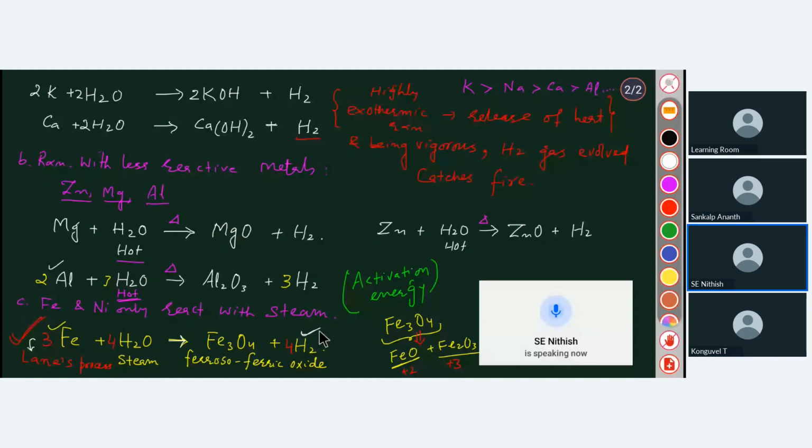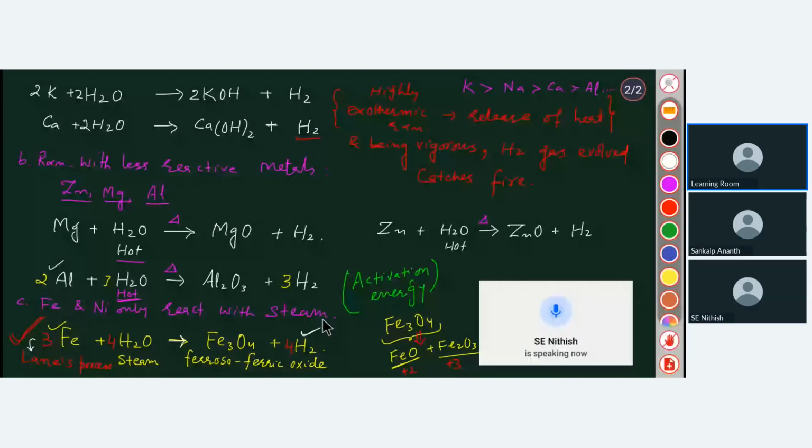Okay, sure. Yes, sir, I understand. I will also tell you more industrial or commercial methods, but this is one of the methods, the Lane process, with which you can prepare a large quantity of hydrogen. I will also tell you the water gas shift reaction. That is also one of the important reactions that we will study. We will go one by one. Shall I move to the next page?